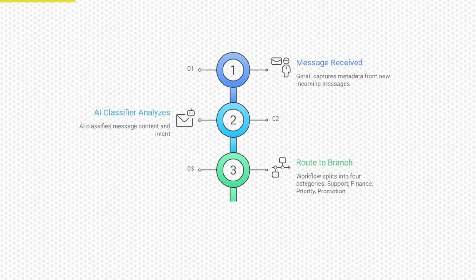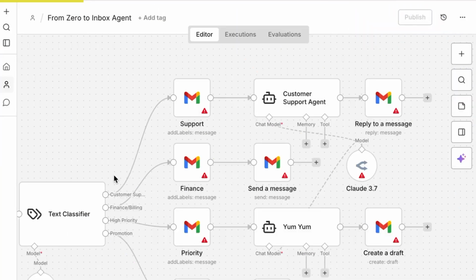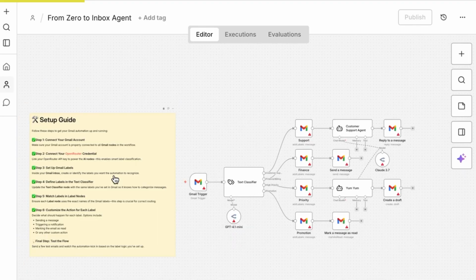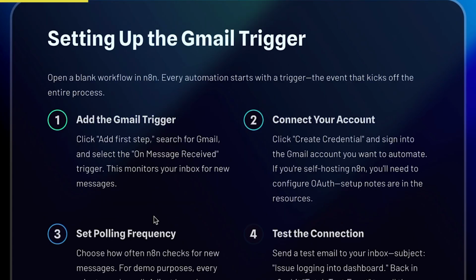These are examples: customer support, finance and billing, high priority, or promotions. Then last but not least, the execution branch, where each branch performs its own downstream behavior, so it allows you to label, reply, draft, notify, create tickets, or even archive it. So this is what the automations would look like. Again, I'll be focusing on the presentation whilst the demo will be edited in as we go through the presentation. All right, so let's begin.